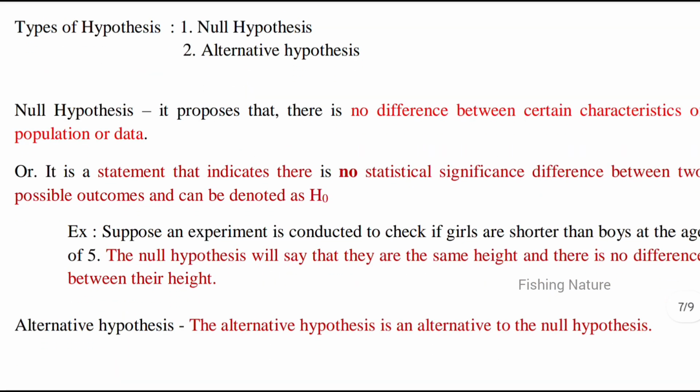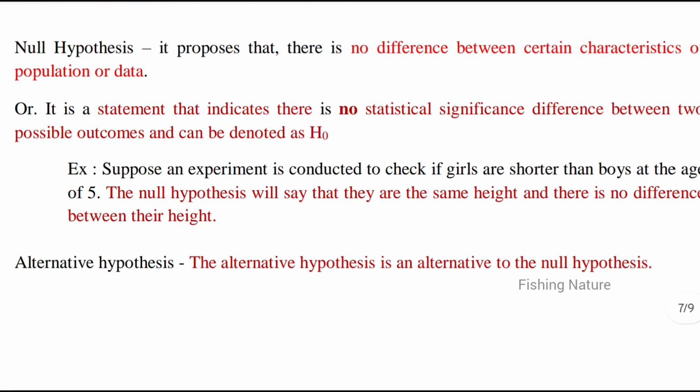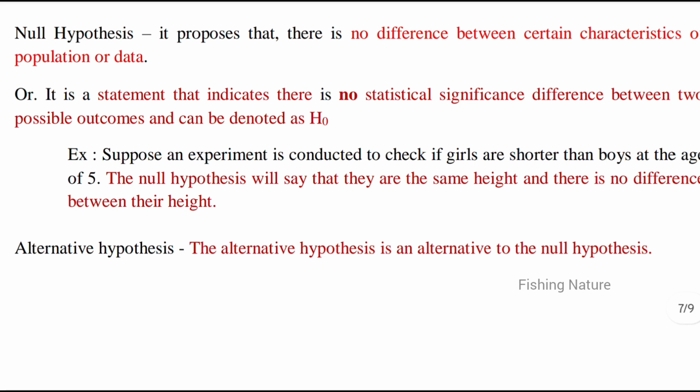The null hypothesis proposes that there is no difference between certain characteristics of a population or data. No difference between the two characteristics, that is the null hypothesis. It is a statement that indicates no statistical difference between the two possible outcomes.